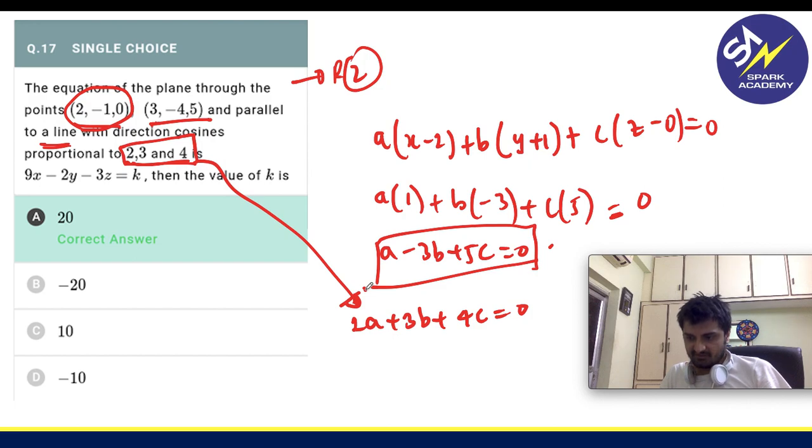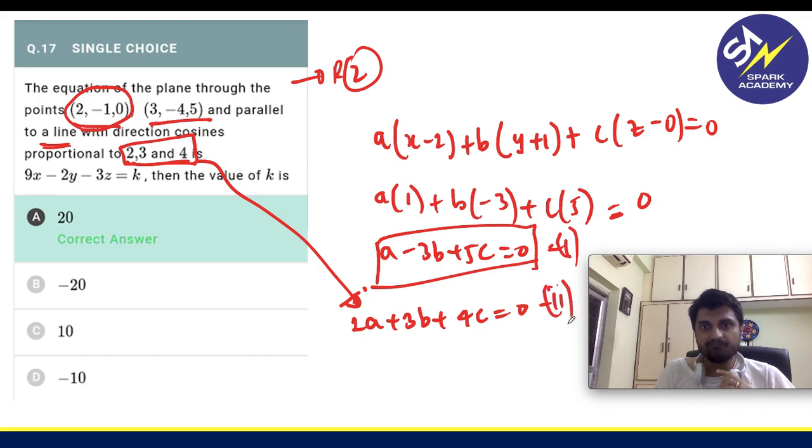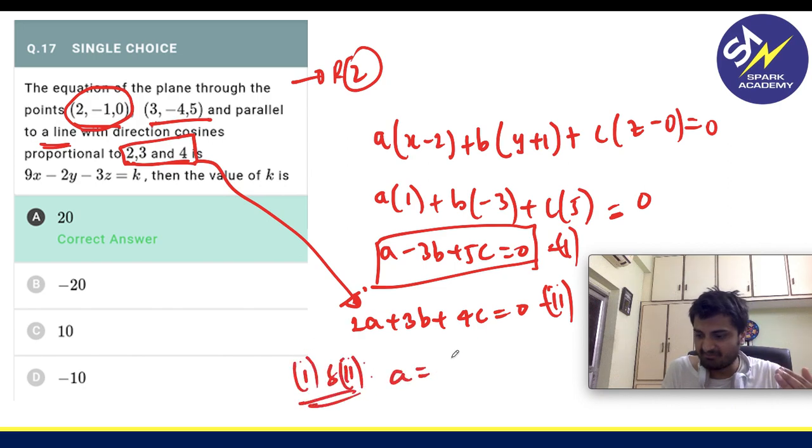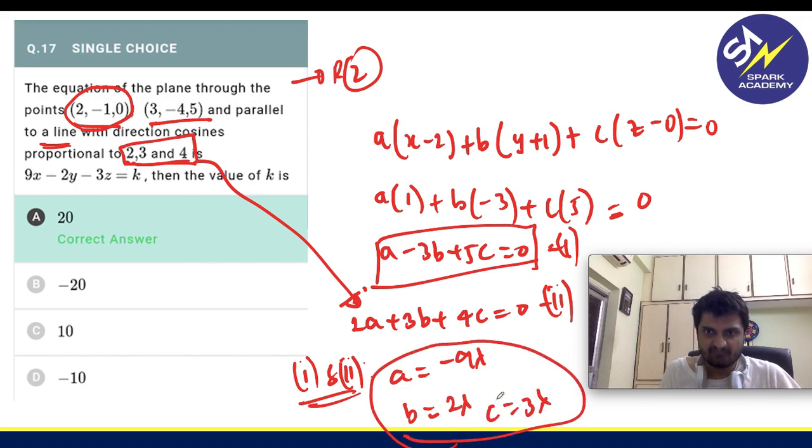Correct? Now this is one equation, equation 1. This is equation 2. Now if you solve 1 and 2, you will get values in terms of lambda. You might get minus 9 lambda, B value is 2 lambda, C value 3 lambda. Just solve 1 and 2.